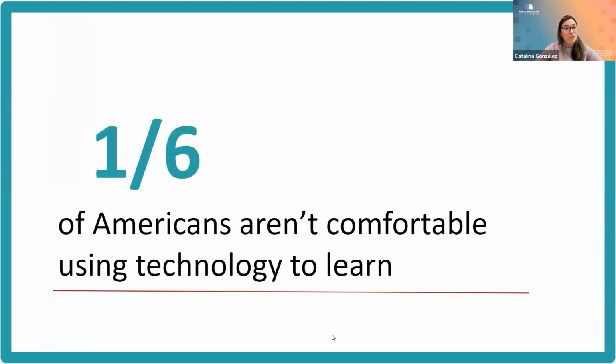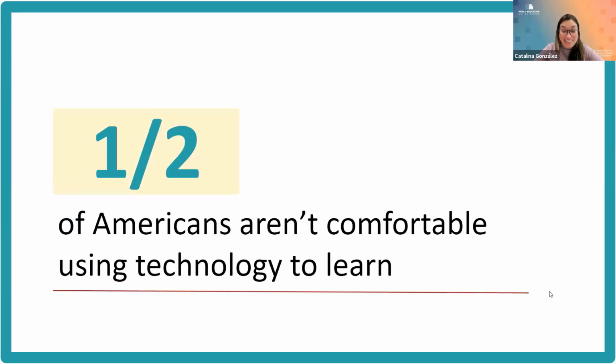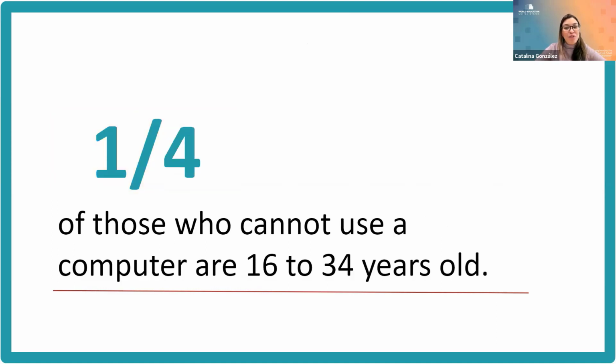Is this true or false? 1/6 of Americans aren't comfortable using technology to learn. The answer is actually false. 50% of Americans aren't comfortable using technology. 1 out of 2 Americans. Is this true or false? 1/4 of those who cannot use a computer are 16 to 34 years old. It's actually true. 1/4 of those who cannot use a computer are 16 to 34 years old. So again, these are the learners in our classroom.